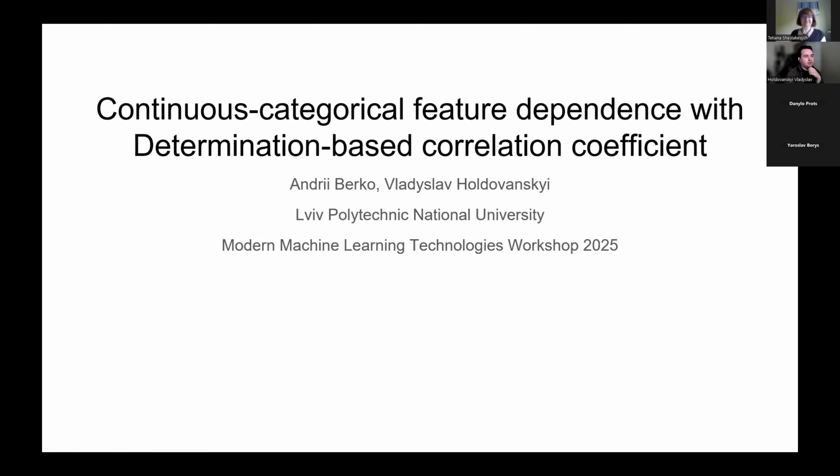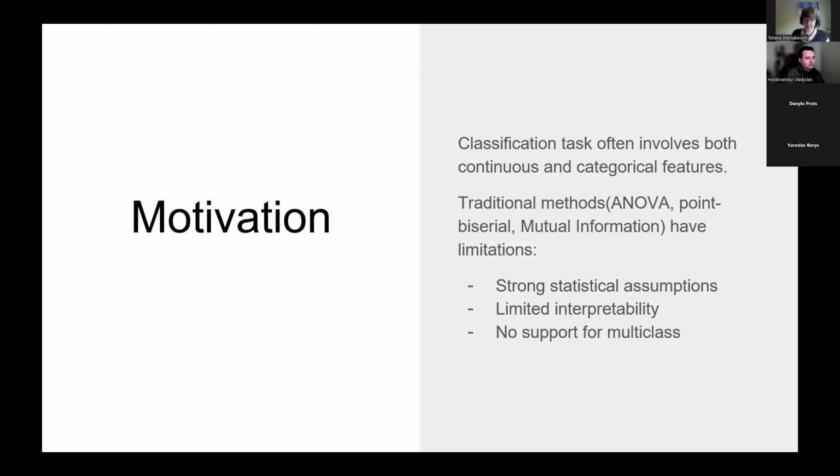So, greetings to the committee and audience. My name is Vladislav Holdovansky, and I'll present our work, continuous categorical feature dependence with determination-based correlation coefficient. Let me start with the motivation behind our research. In many classification tasks, datasets contain both numerical and categorical features. While several traditional methods exist, such as ANOVA, point-biserial correlation, or mutual information, they all have limitations. These include strong statistical assumptions like normality, limited interpretability, and limited support for multi-class classification.